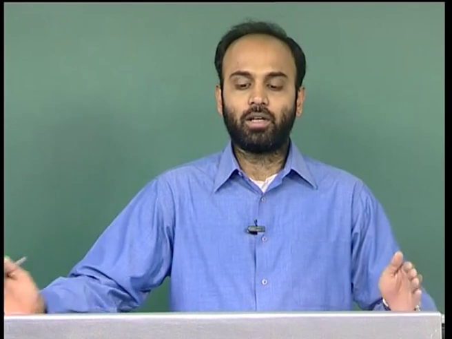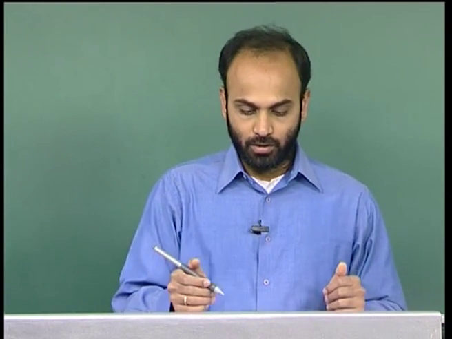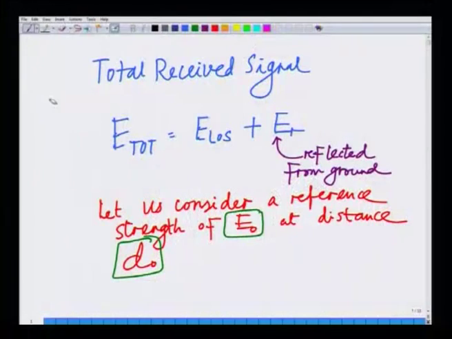Hello, welcome to another lecture in the course on 3G, 4G wireless communication systems. In the last lecture, we had completed our discussion on the ground reflection model for wireless signal propagation. We said in the ground reflection model, I have a total received signal field strength which is given as a sum of the line of sight or the direct component plus the reflected component ER.